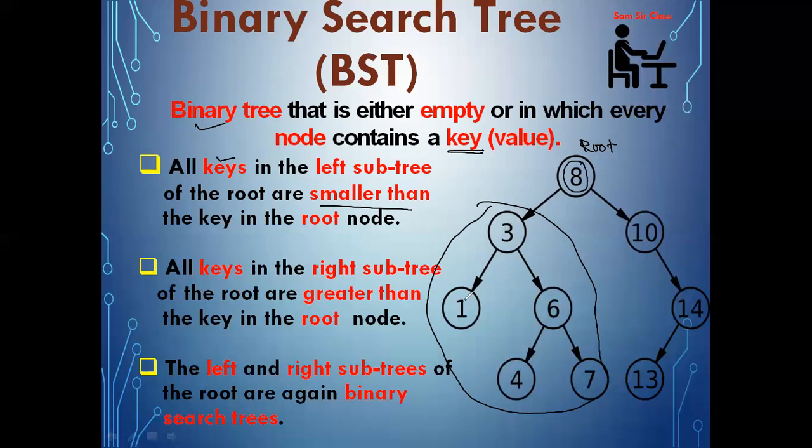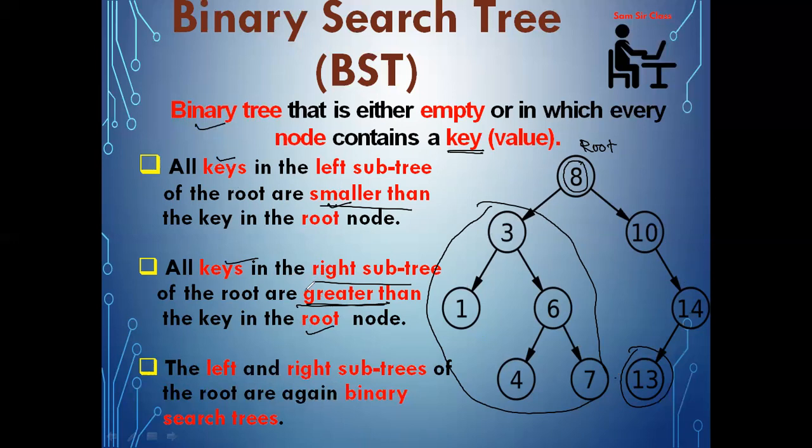Like suppose 1 is less than 3, that's why it is present on the left-hand side. 6 is greater than 3, so it is present on the right side of 3. 4 is greater than 3, so it is on the right side of 3, but less than 6, so on the left side of 6. Similarly you can check 13. 13 is greater than 8, that's why it is on the right of 8. Greater than 10, so right of 10. Less than 14, so the left side of 14. So you can check all keys in the left subtree of the root are smaller than the key in the root node. Similarly, all keys in the right subtree are greater than the root node.